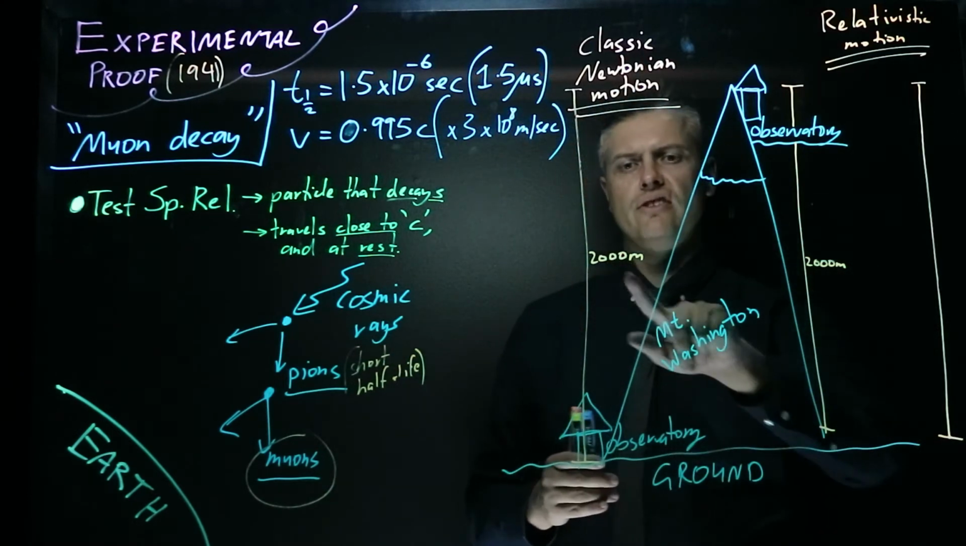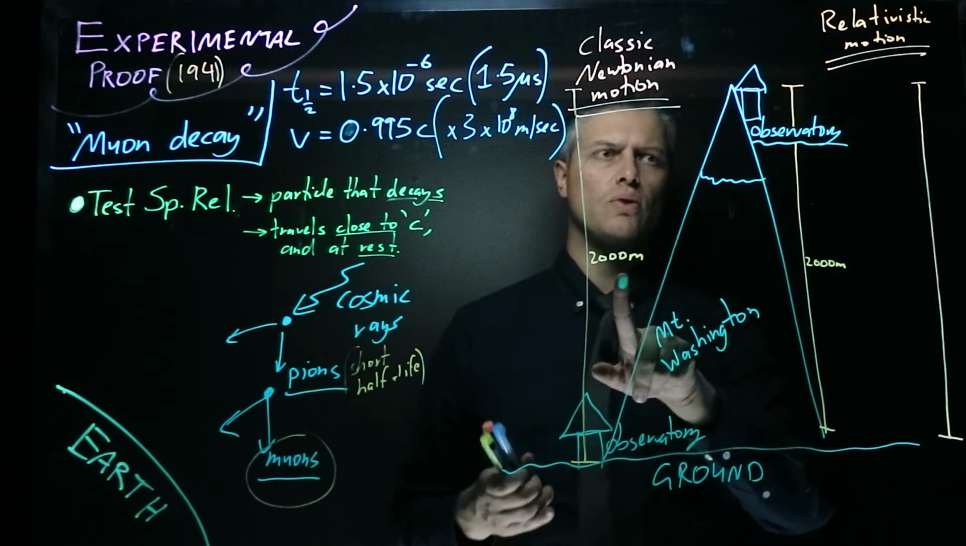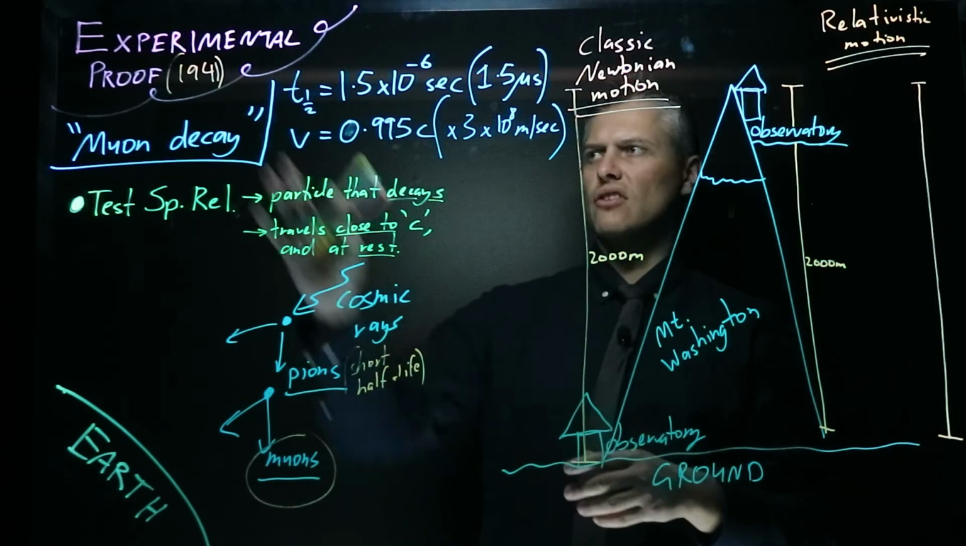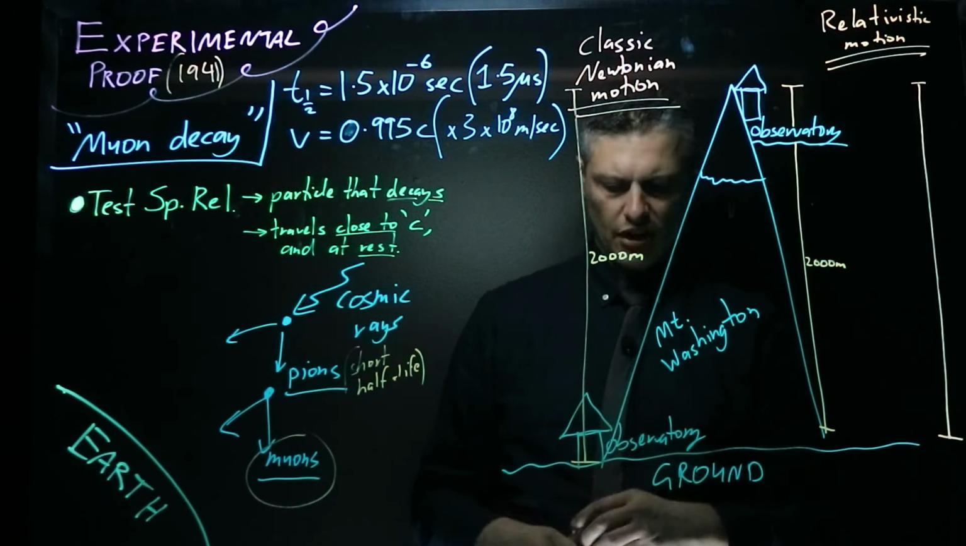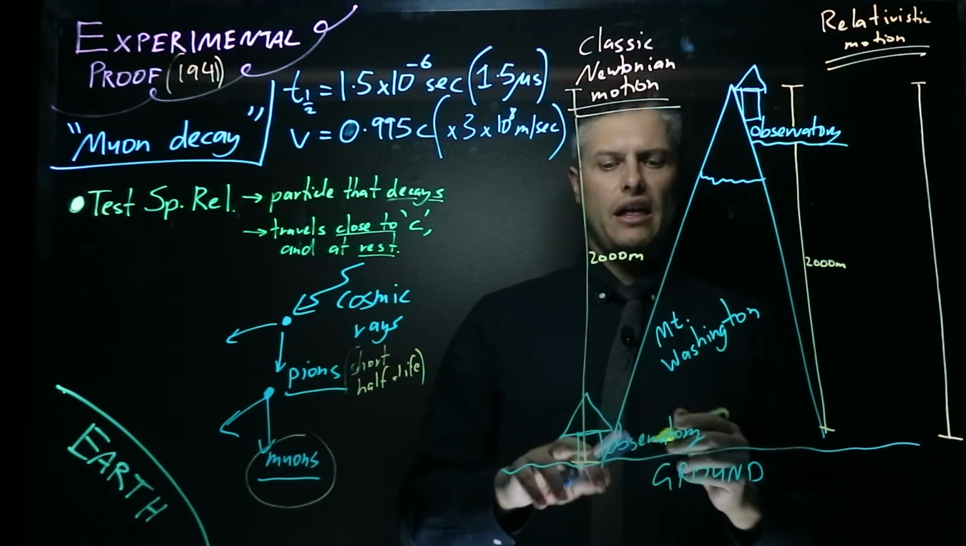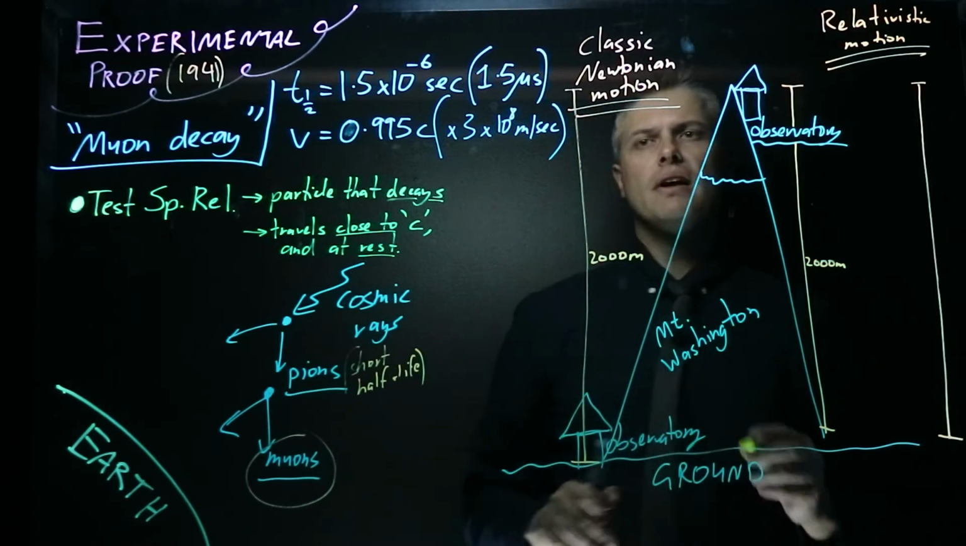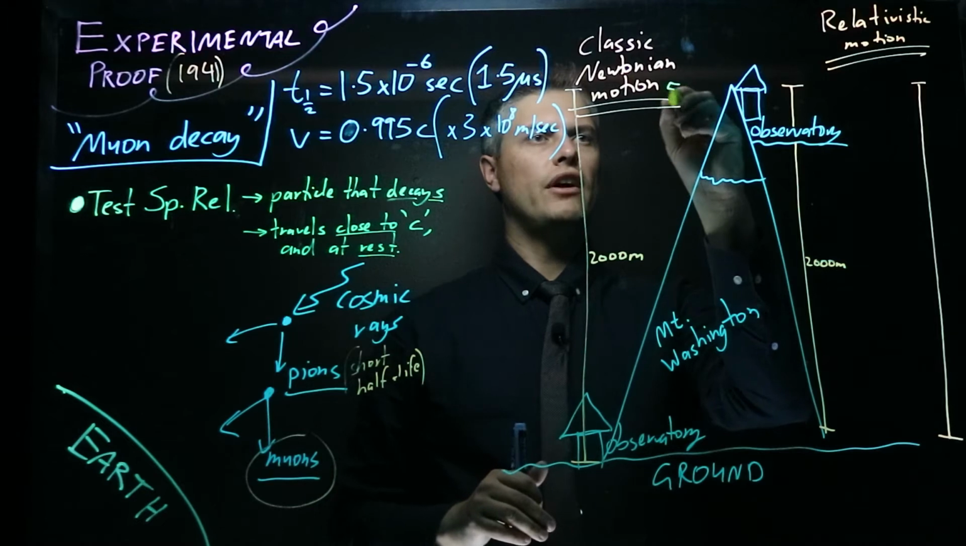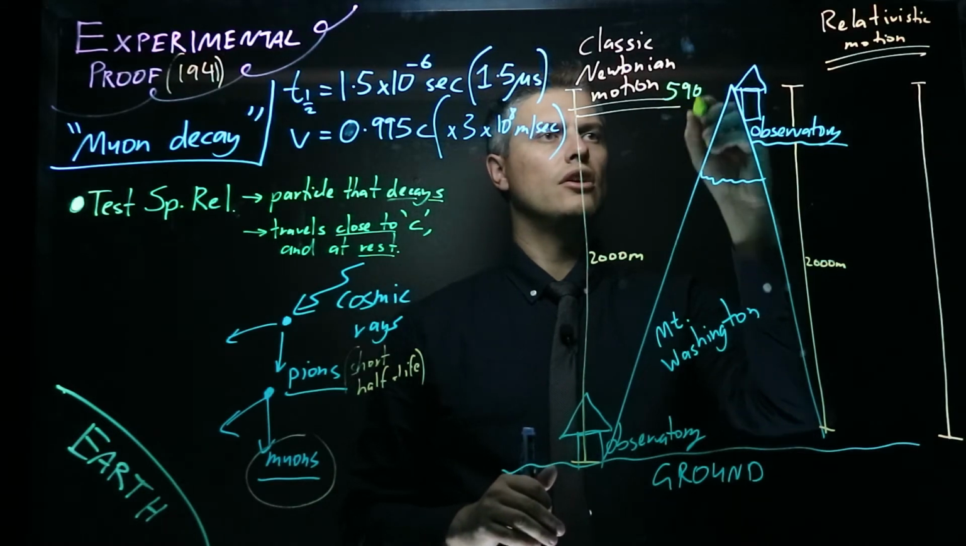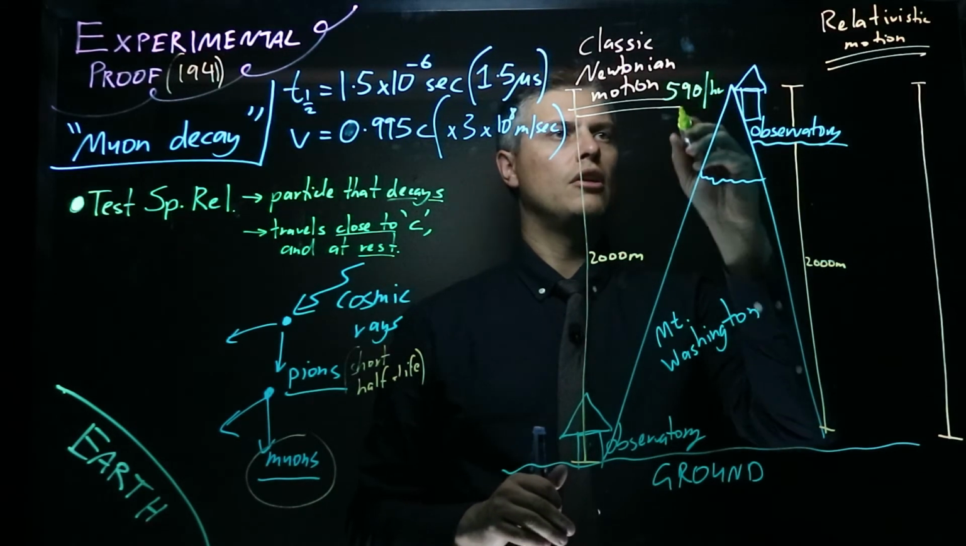So Mount Washington is 2,000 meters tall. And what the scientists in 1940 found was that at the top of the mountain, they found 590 muons per hour.